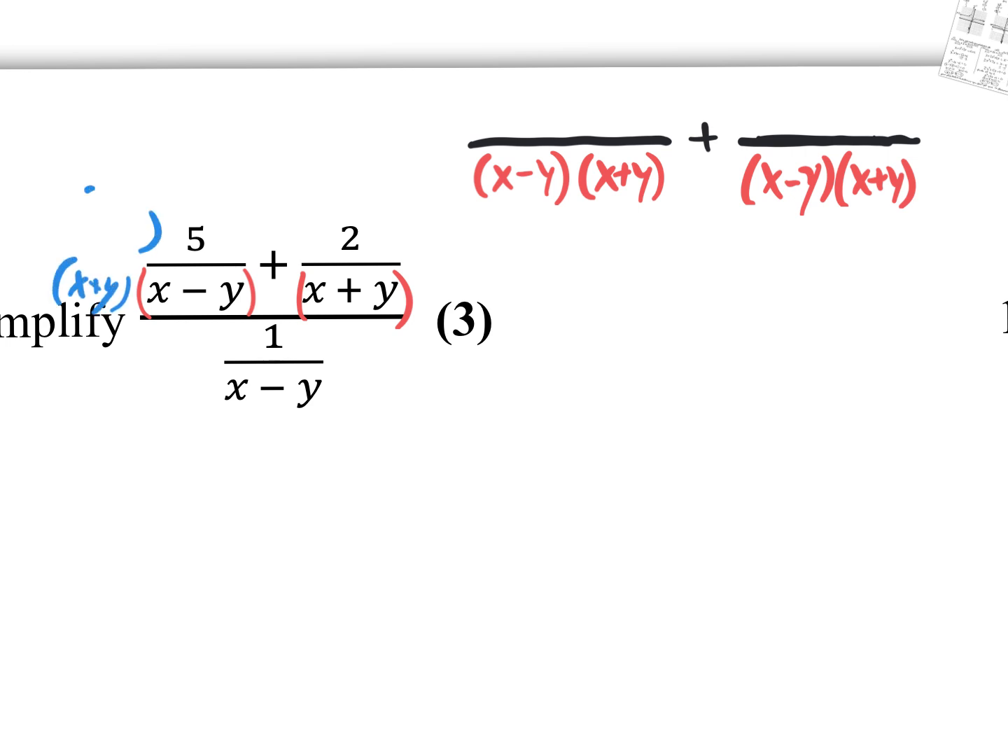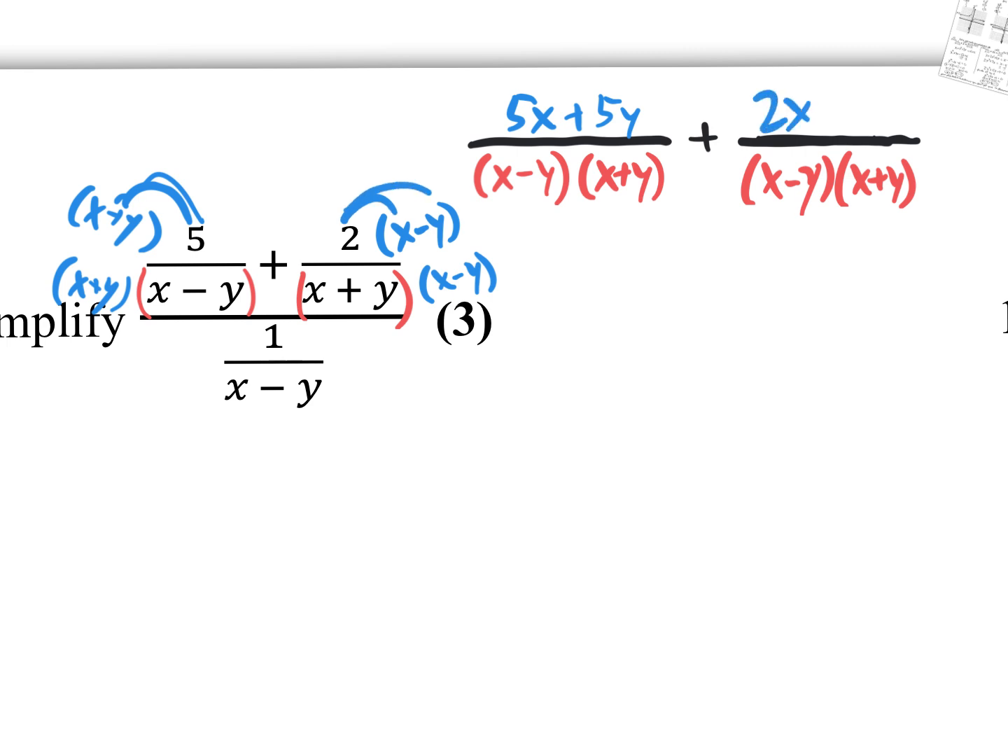So you're going to do that to both top and bottom. So up on top, you get 5x and 5y. So you have 5x plus 5y. And likewise, how do you change the second fraction's denominator x plus y to become x plus y times x minus y? It's obviously missing the x minus y. So you're going to multiply both top and bottom by x minus y. And right here, you distribute 2 times x, that's 2x, and 2 times negative y is negative 2y.